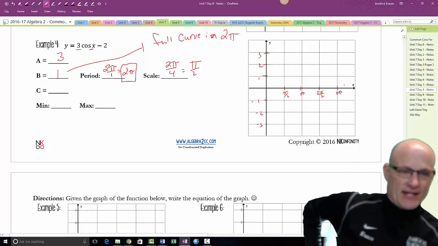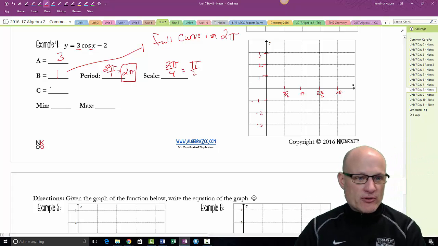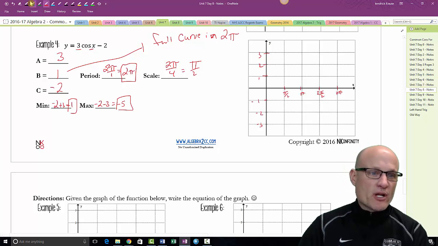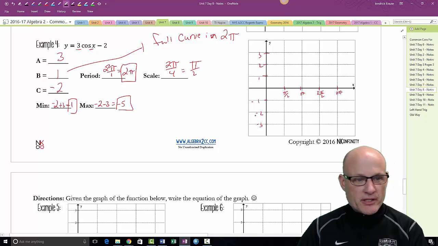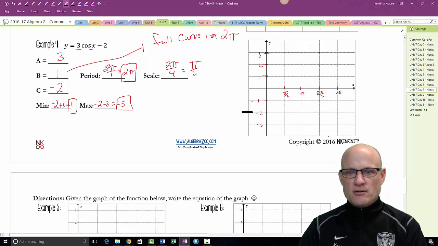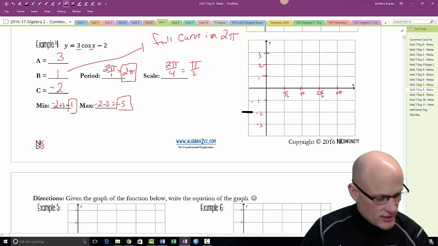All right, need our C value. Our C value is our midline, which is at negative 2. Negative 2 plus 3 is equal to 1. Negative 2 minus 3 is equal to negative 5. Min and max. All right, start with our midline. Always start with the midline, which is at negative 2. Ooh. Well, that's weird. I'm not going to get to negative 5 on this one. Thought I got to negative 5 yesterday. Oh, the graphs are different.